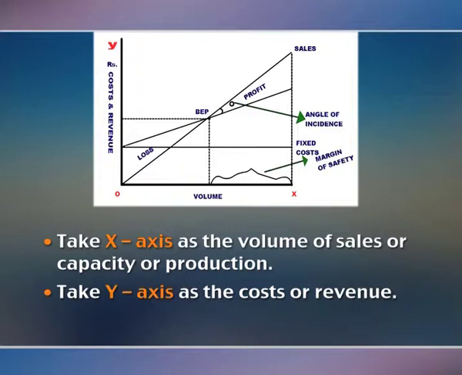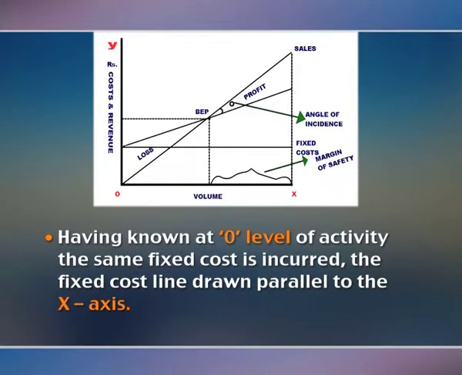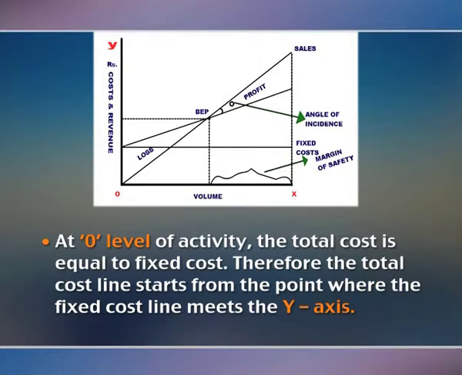This is a simple break-even chart. The procedure for drawing the chart is as follows. Take the x-axis as the volume of sales or capacity or production. Take the y-axis as the cost or revenue. Knowing that at zero level of activity the same fixed cost is incurred, the fixed cost line is drawn parallel to the x-axis. At zero level of activity, the total cost is equal to the fixed cost. Therefore, the total cost line starts from the point where the fixed cost line meets the y-axis.